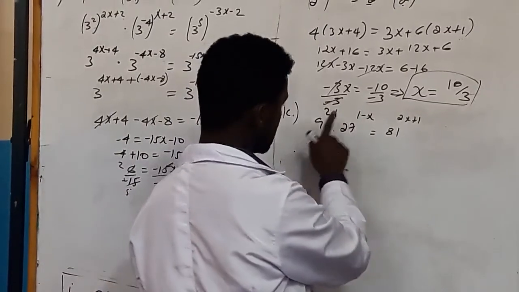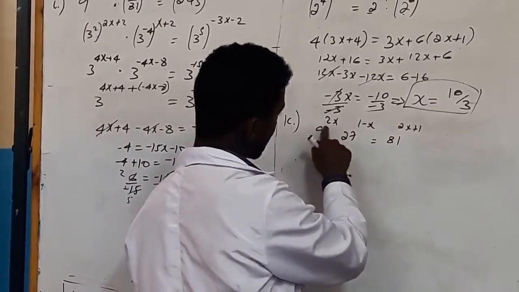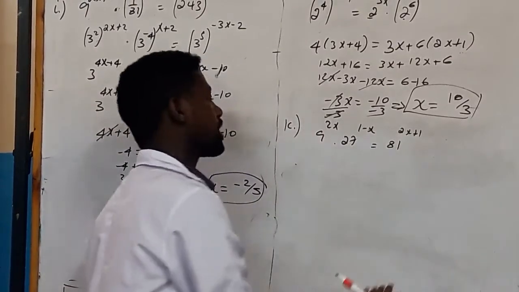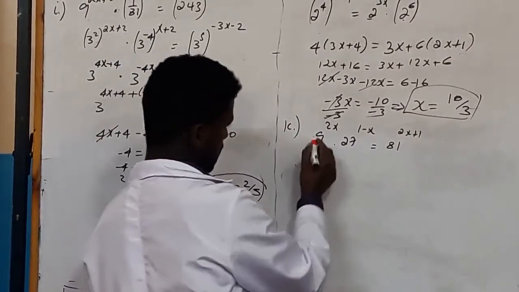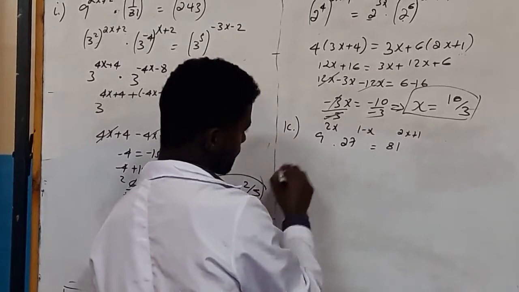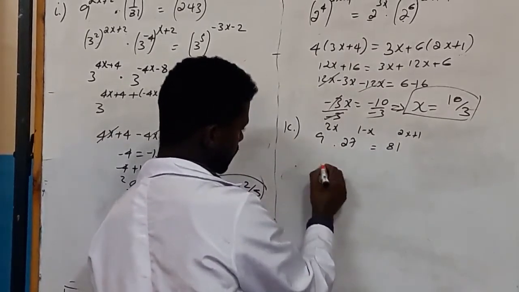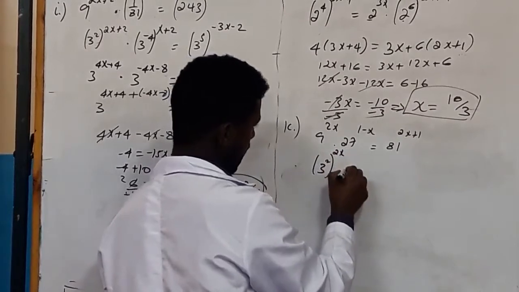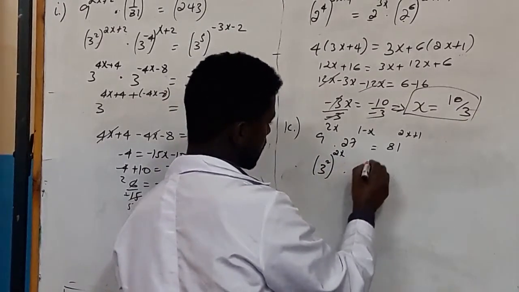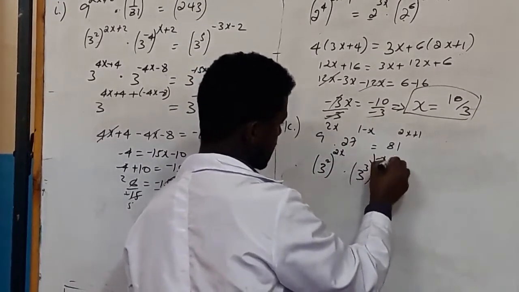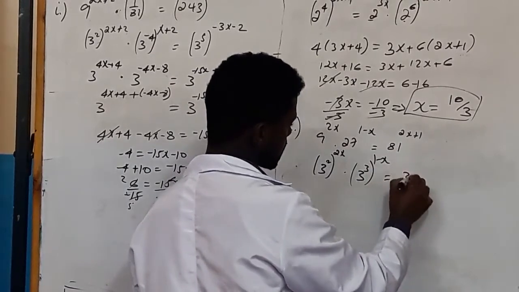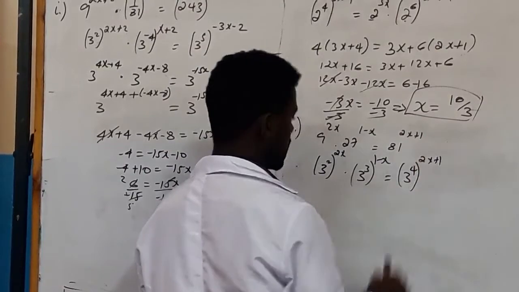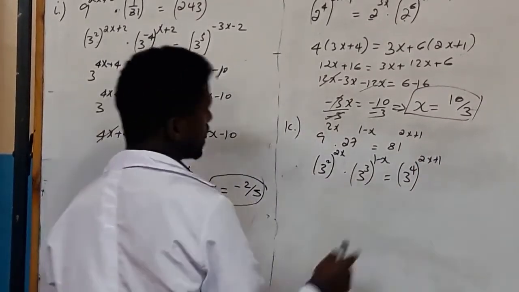In this case, 9 to the power of 2x, so the variable is in exponent form, so we have to change all the bases into like bases. So 9 can be written as 3 to the power of 2, the whole to the power of 2x, times 27, also 3 cubed, the whole to the power of 1 minus x, is equal to 81, again 3 to the power of 4, the whole to the power of 2x plus 1. Now the bases are similar.